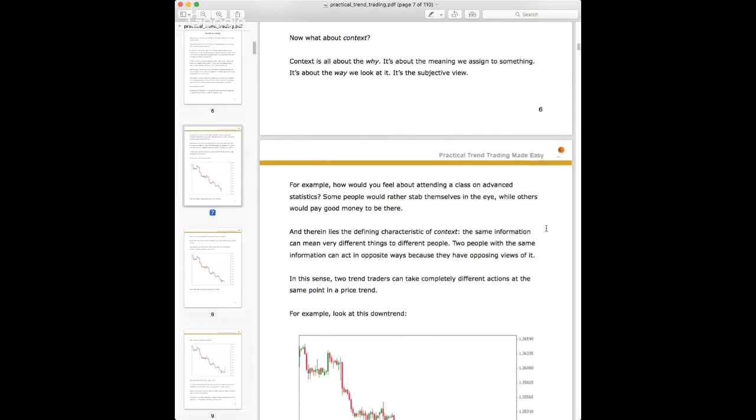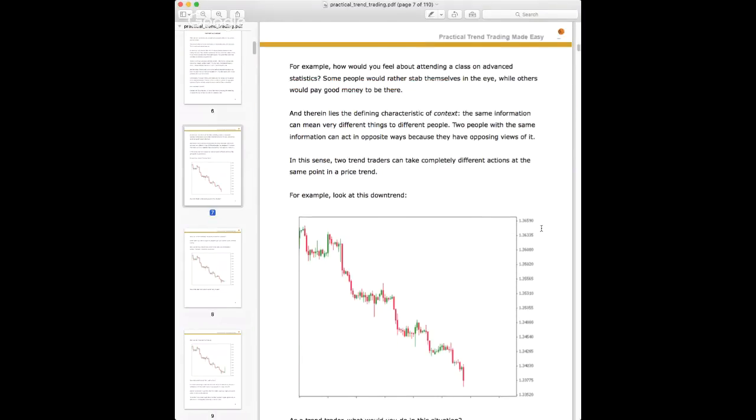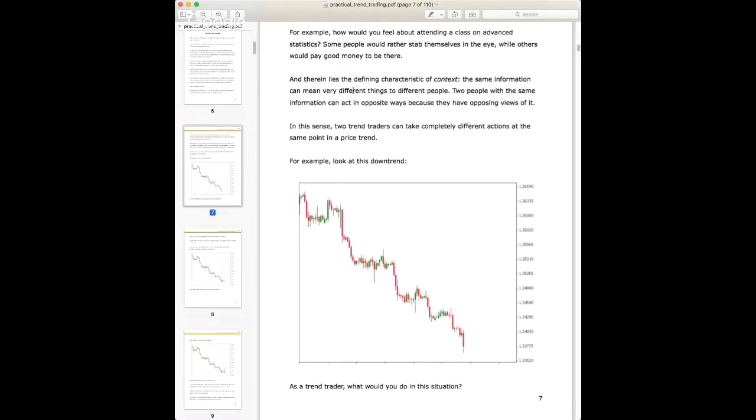So I'll just give you an example, right? If you think that you're going to be a trend trader, there are a lot of different ways that you can trade if you're doing trend. For example, if you're looking at this downtrend, what would you do in this kind of situation? Would you wait for a pullback, or would you enter a new position, or enter right now because you see it's a strong downtrend but price is low? So what would you do in this kind of situation?